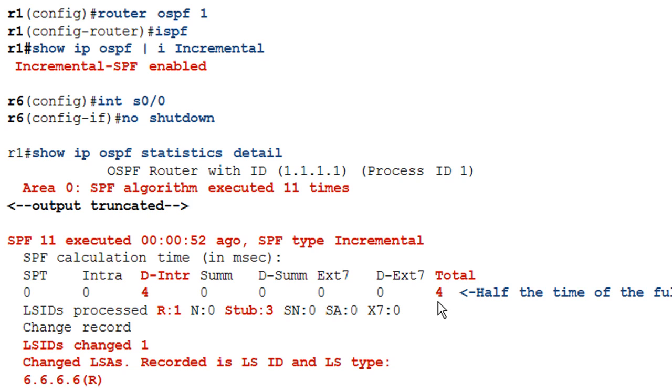And where you're saving in time, you're also saving in CPU utilization because you're only running a partial calculation. And we can see here the different LSAs that are processed. Again, stub is not a stubby area. It's a link type. And the only LSA changed was the router LSA on router 6. So the big takeaway here is that we're only running an incremental SPF calculation, and we have actually made our total time to recalculate the network, we've cut that right in half.